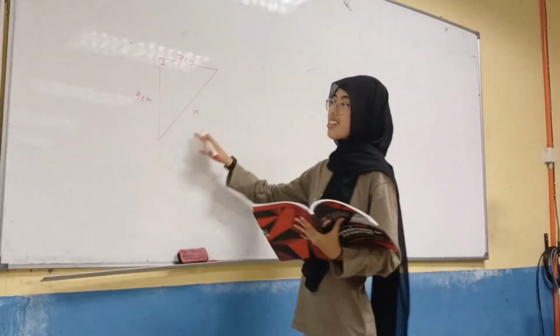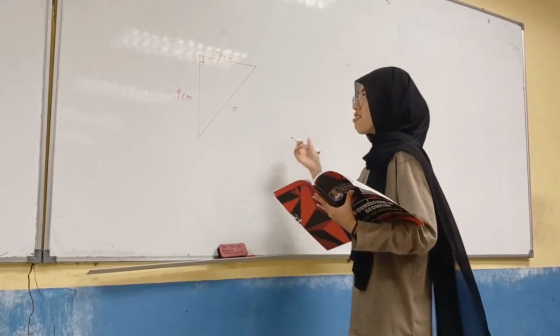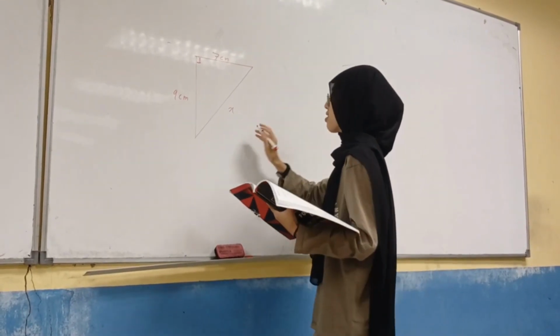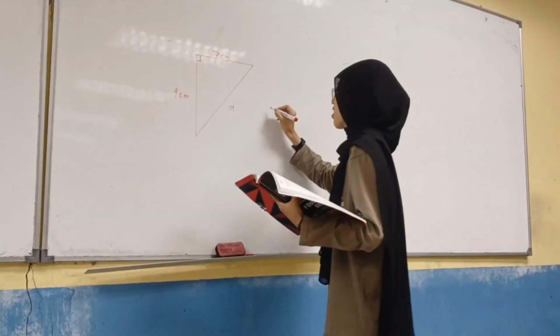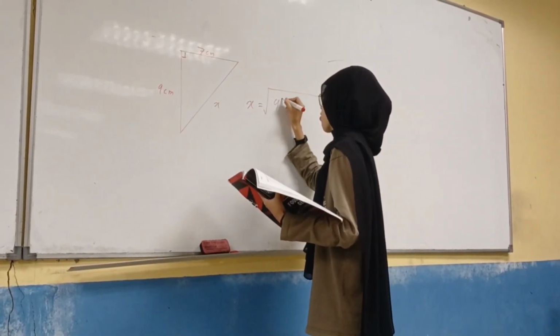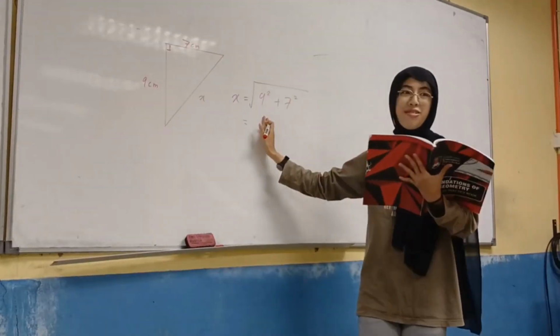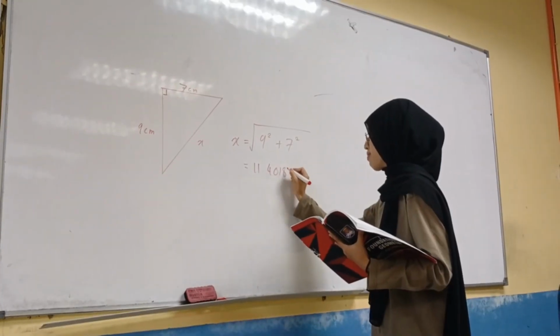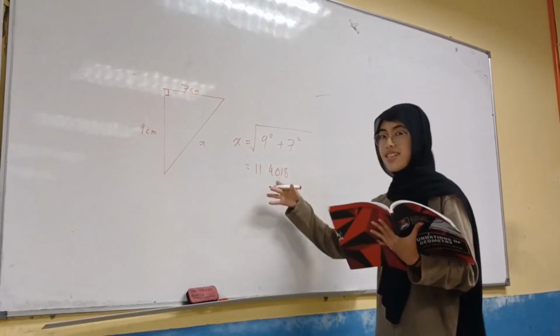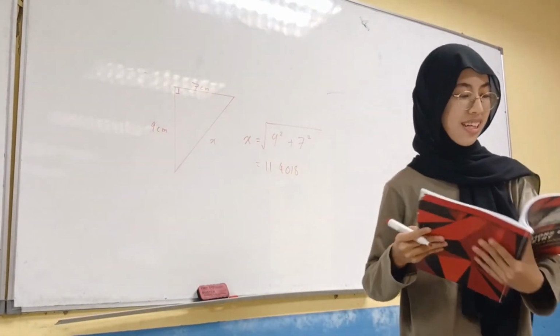Okay, so as you can see here, there's two sides, 9 cm and 7 cm. So this concludes that we can use Pythagoras. Since this is the hypotenuse, we can do 9 squared plus 7 squared. So what is 9 squared? 11.4018. Yeah. Okay. So do you guys need help for the second question?